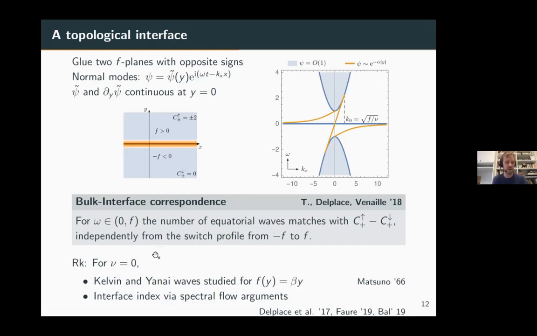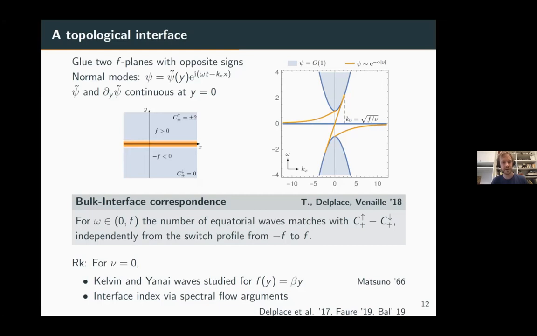Just a small remark. So I used odd viscosity to define Chern numbers apart from the equator, but you can actually work without it because Earth, I mean, the oceanic layer, has no odd viscosity. And these Kelvin and Yanai waves were known for a long time from geofluid people, and they were actually solved exactly for this profile of Coriolis force, which is linear. And so the main new tool here is to say that this has a topological interpretation.